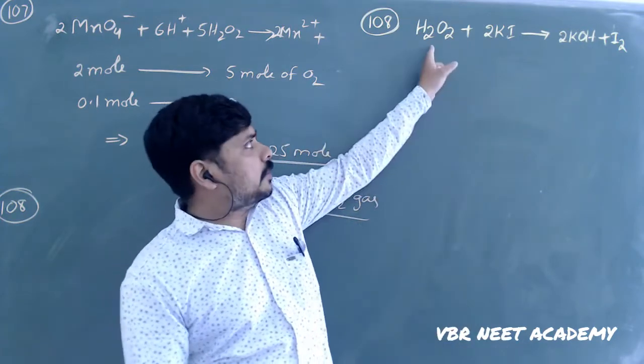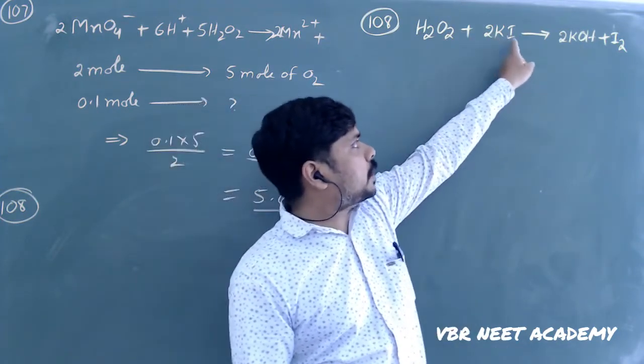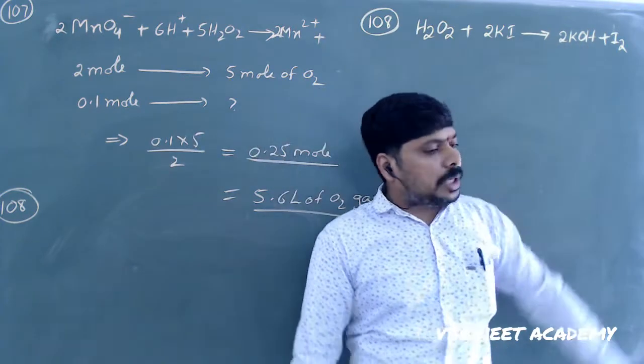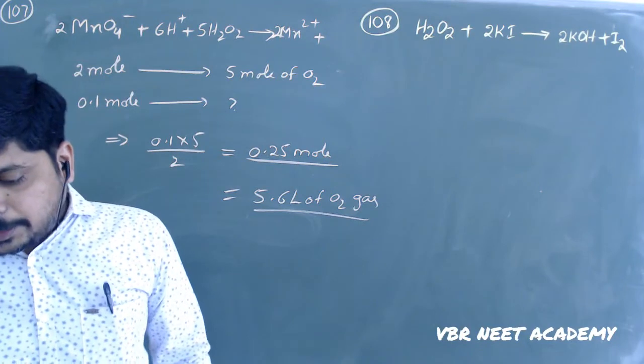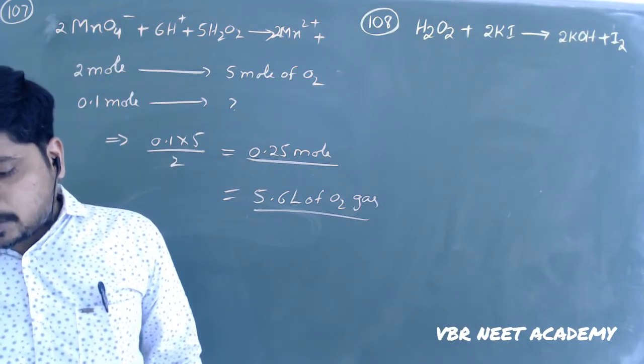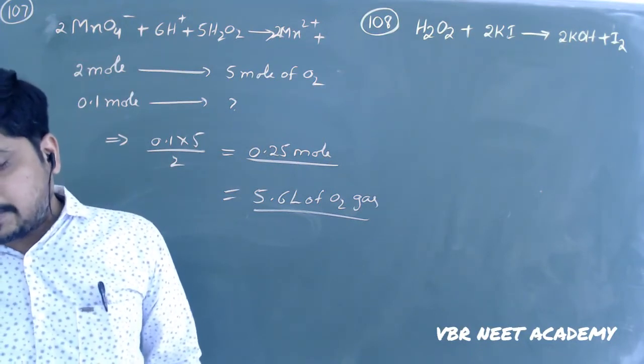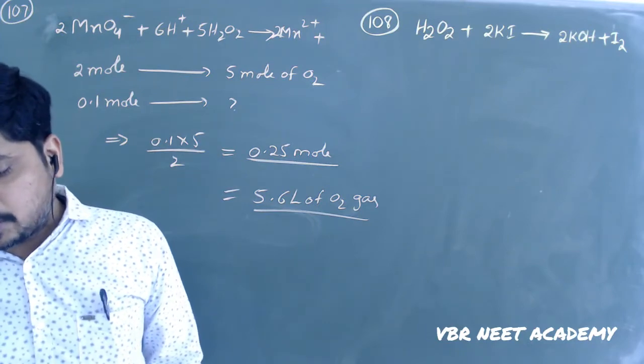So now this is the equation we are going to have: H2O2 plus 2KI gives rise to 2KOH plus I2. And next, what is given? The iodine so liberated required 20 ml of 0.1 normal Na2S2O3 solution.